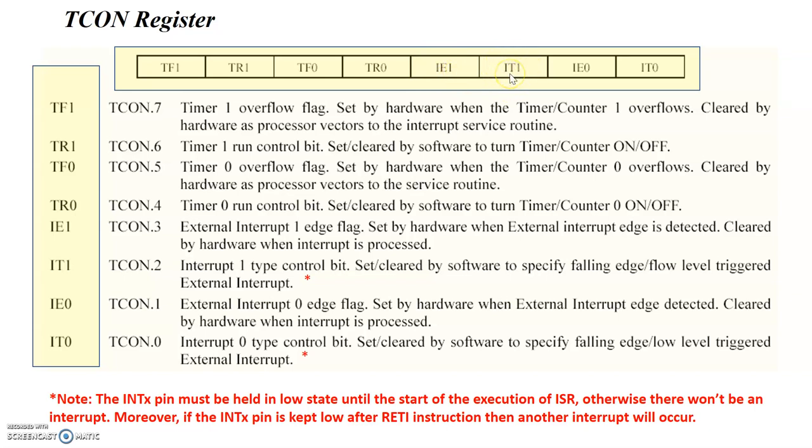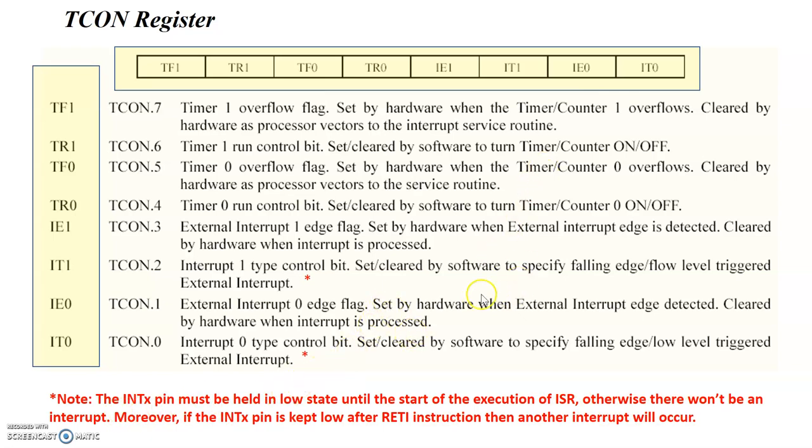IT1 basically refers to whether we want the interrupt to be level triggered or edge triggered. By level triggering, we mean that the INT1 pin is receiving a low signal for at least some machine cycles, actually it should be for at least the time until ISR execution has started. Otherwise, the interrupt will not be acknowledged.